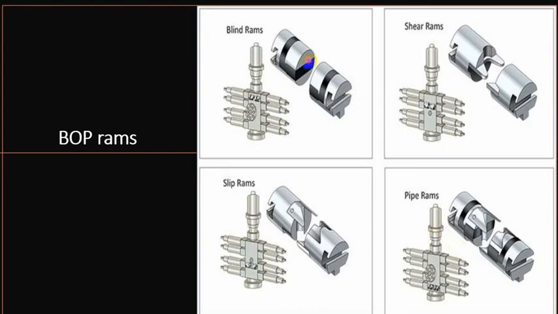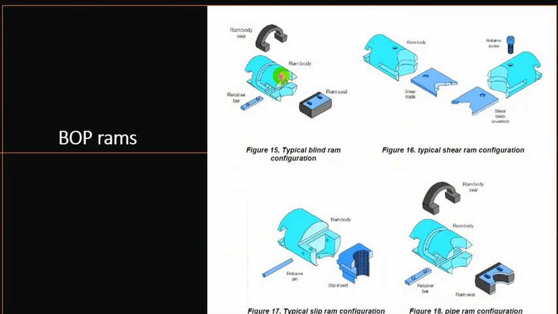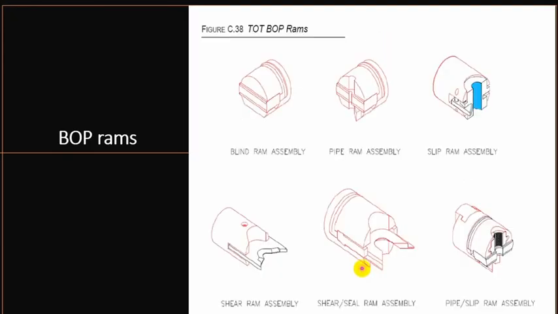This is schematic view of BOP rams. This is another picture. As you can see, the pipe ram is different from blind ram. Blind ram closes with no coil in place. This closes with coil in place, so it has a groove to match the coil OD. Slip ram has inserts to grip the coil tube and hold it in place, so you can hang it.